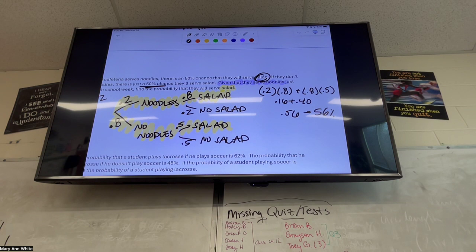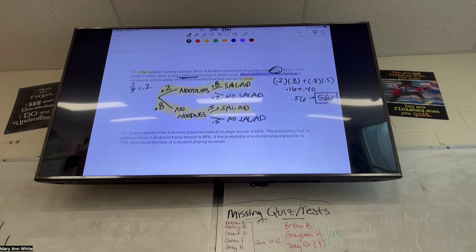So it looks like we have a 56% chance we'll get salad during the week. 56%. Not a great percentage. Barely over half.